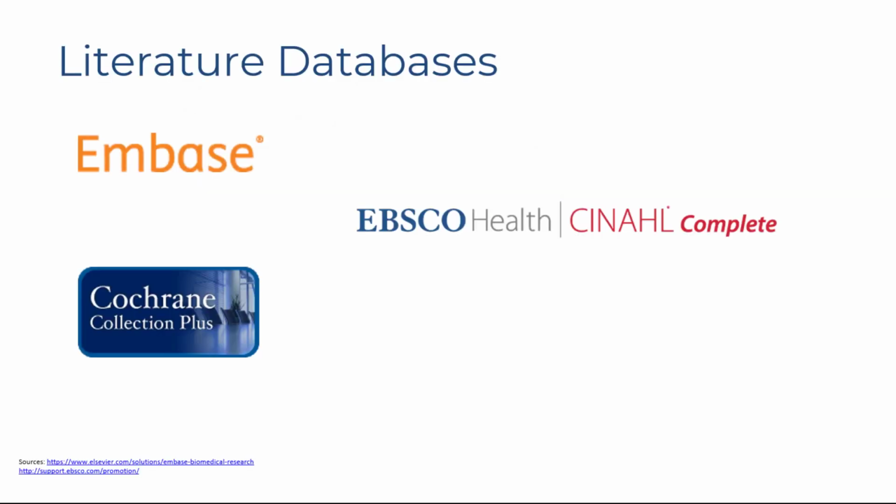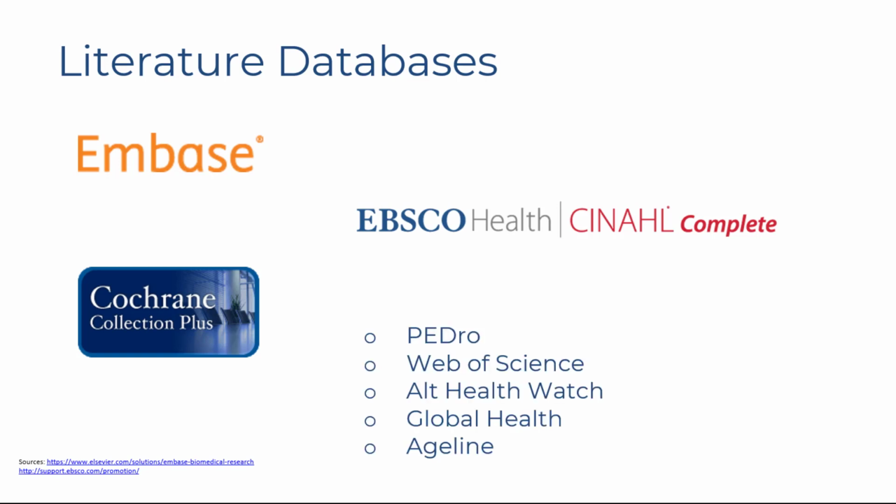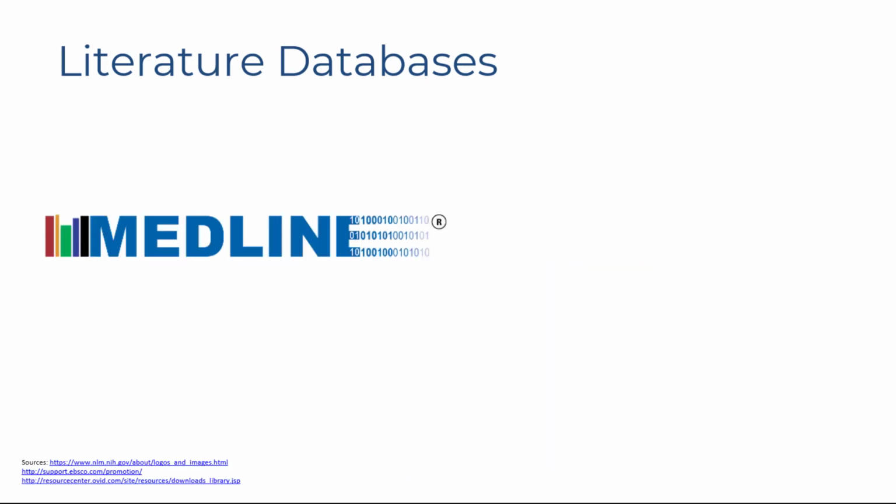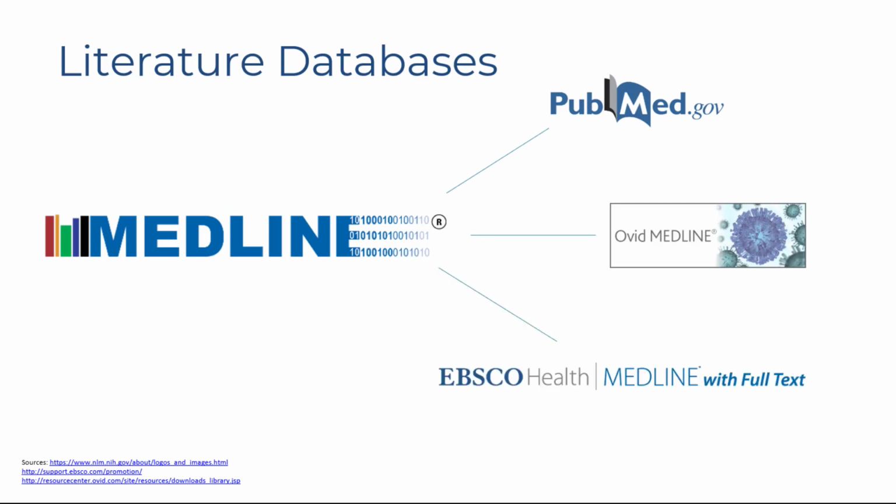NOVA subscribes to over 500 databases, and we have over 200 health science databases. These are just a few of our databases. One place where you're going to want to start your search most of the time is going to be CINAHL Complete. One major literature database that you should be familiar with is Medline. Now, at NSU, we do have access to Medline through several different resources. Those include PubMed.gov, Ovid Medline, and EBSCO Medline with full text. On the PT Library Guide, you will see that the Medline that we link there is through EBSCO.